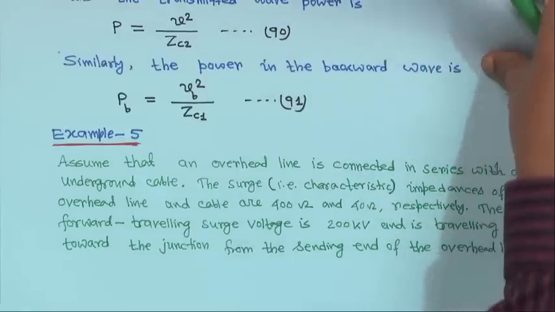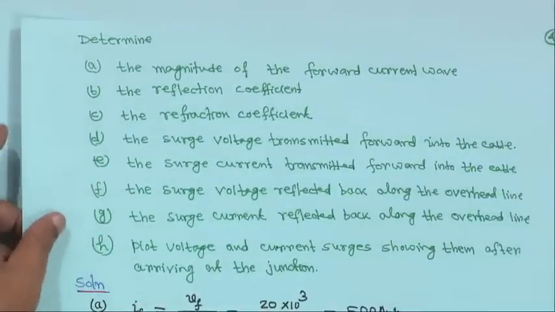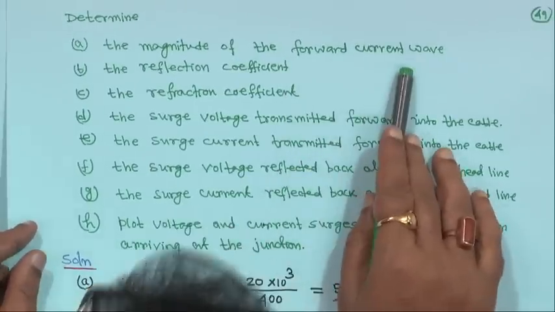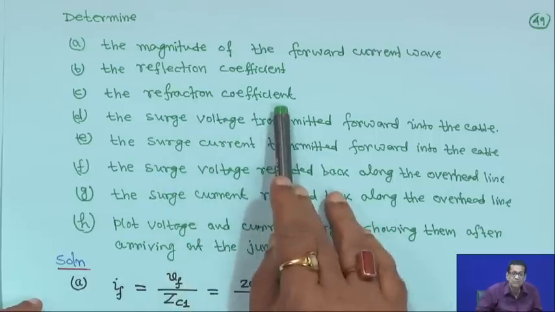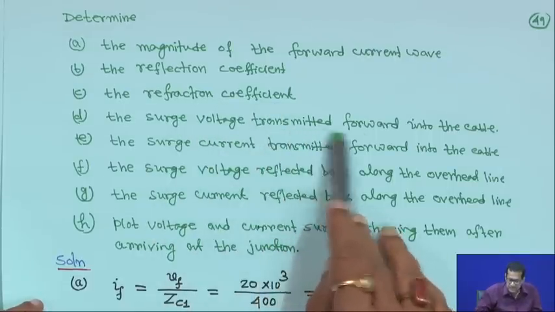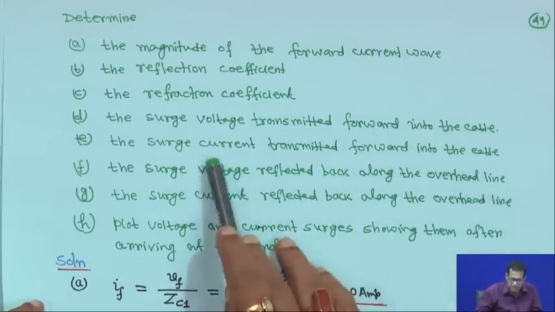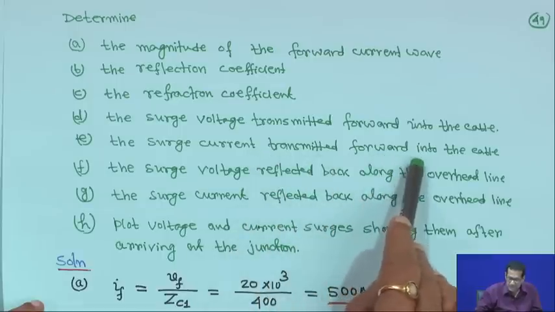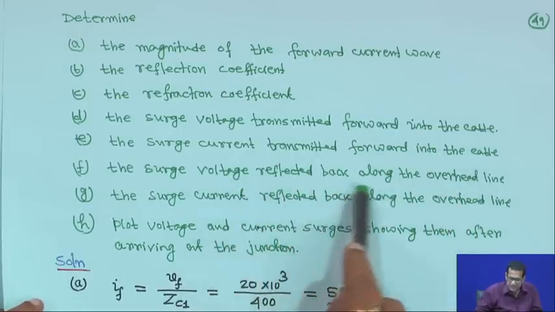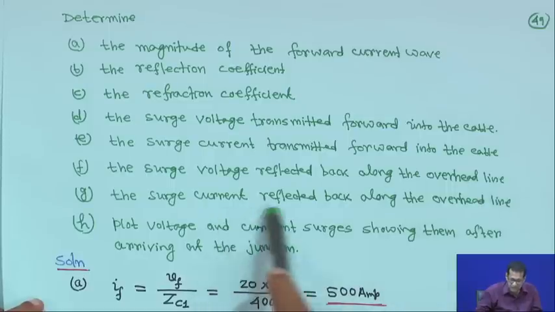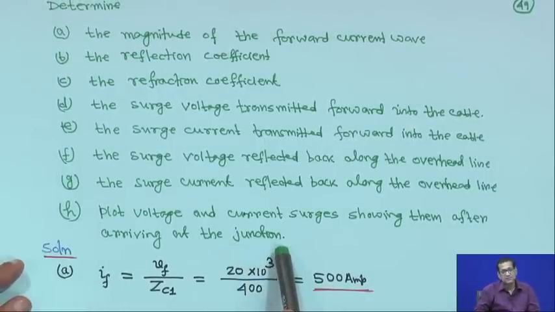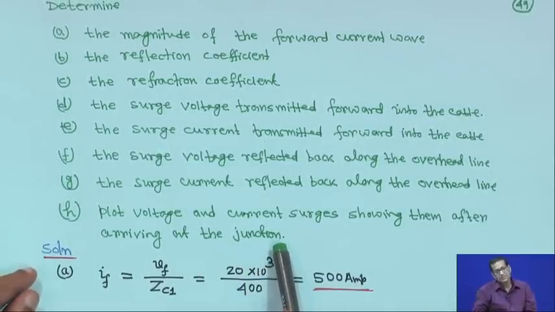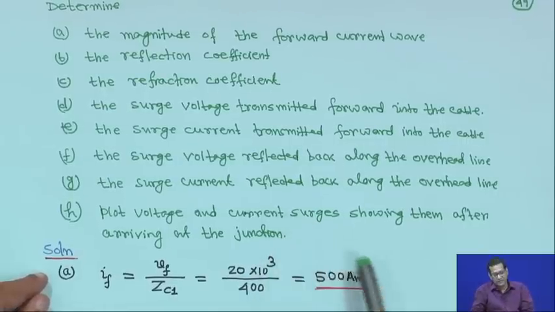You have to determine the magnitude of the forward current wave, the reflection coefficient, the refraction coefficient, the surge voltage transmitted forward into the cable, the surge current transmitted forward into the cable, the surge voltage reflected back along the overhead line, the surge current reflected back along the overhead line, and plot voltage and current surges showing them after arriving at the junction. So, these are the 7 quantities we have to determine, and the last one you have to plot.